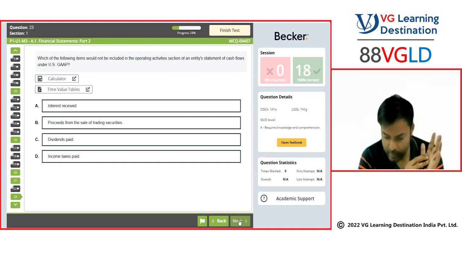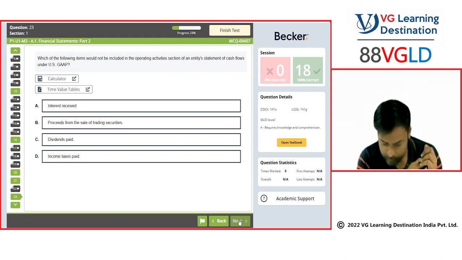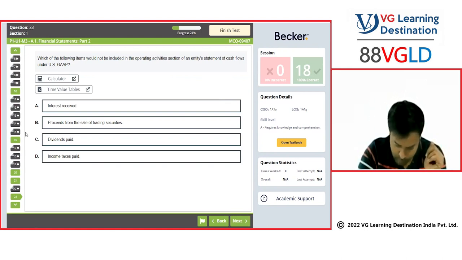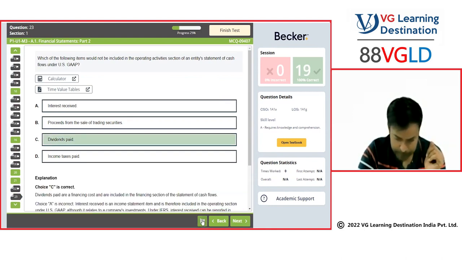Good, Parminder. Dividend paid, Manish. Is it operating activity? No. Which activity is that? It's FA. It's FA. So yes, C should be the answer. Correct. Is it okay, everyone?